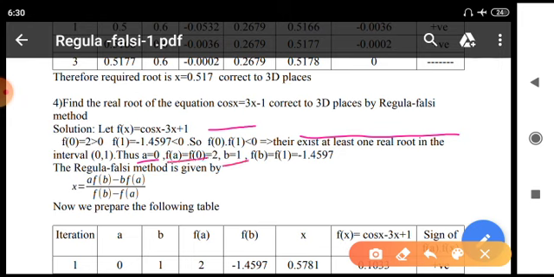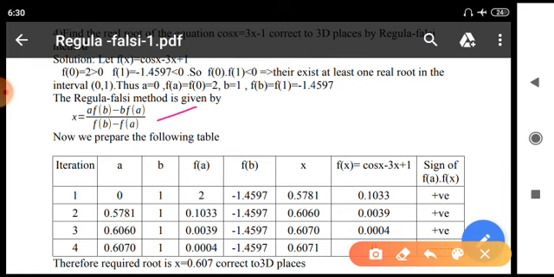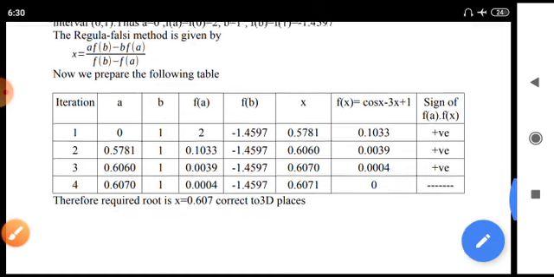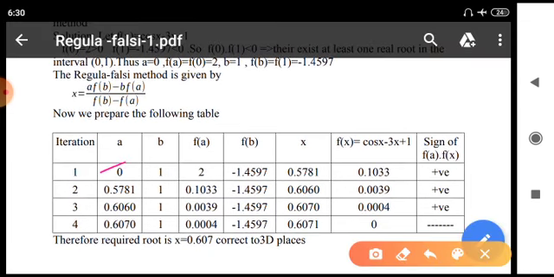F of a, f of 0 is 2, f of b, f of 1 is this one. The regula falsi method is given by the formula x equal to a into f of b minus b into f of a whole divided by f of b minus f of a. Now first iteration, we will take a value as 0, b value as 1, f of a is 2, f of b is minus 1.4597. If you calculate x by using this formula, we will get it as 0.5781.